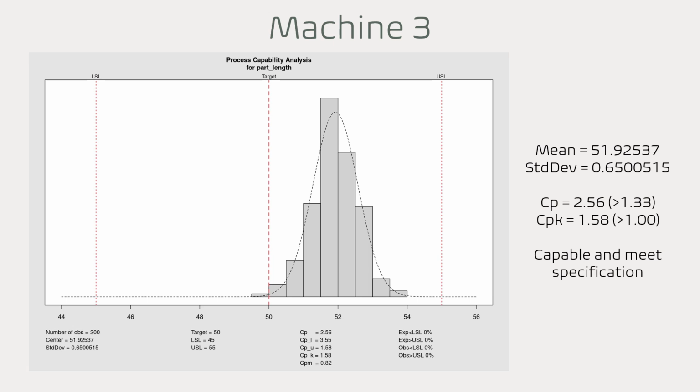The mean and standard deviation for machine 3 are 51.925337 and 0.65001515 respectively. The CP for machine 3 is 2.56, which is greater than 1.33, and the CPK is 1.58, which is greater than 1. Therefore, machine 3 also meets specifications.